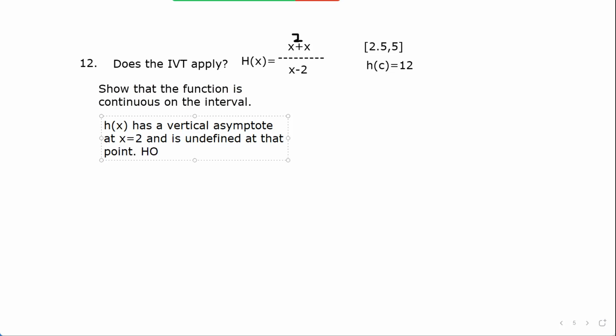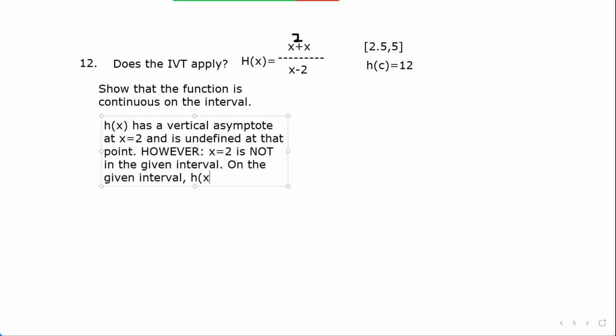However, x equals 2 is not in the given interval. On the given interval, h of x is continuous. That's the first part.